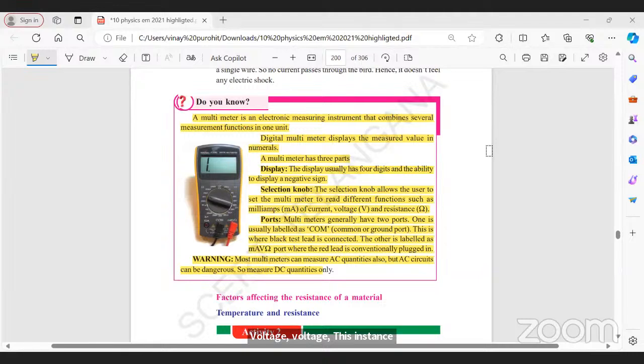So that's why it is called a multimeter. It is used for electronic measuring. It is an electronic measuring instrument. A digital multimeter displays the measured value in numerals. You are able to see here, right?